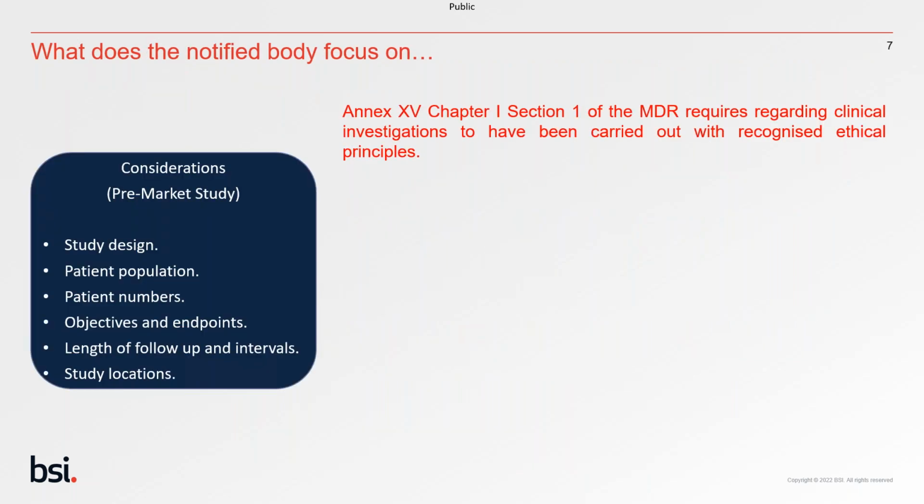So really there are overall seven areas that we consider with our assessment as a notified body of clinical investigations, and you'll see those on the left-hand side of the screen. We'll talk through each one of those and what considerations the notified body is looking for when it comes to you documenting your clinical investigations within your clinical evaluation report.